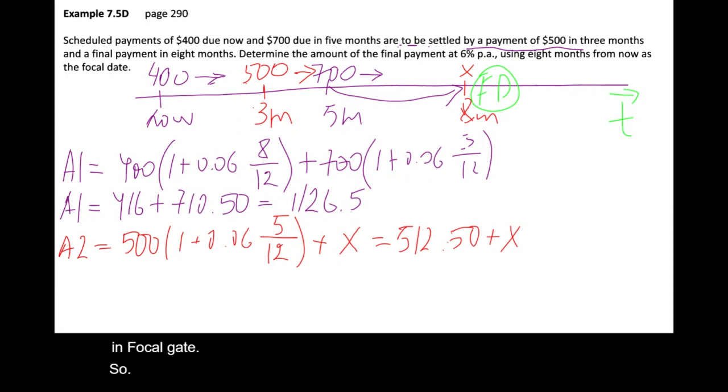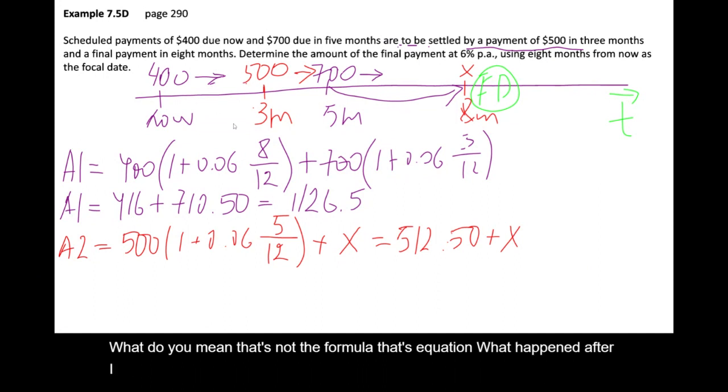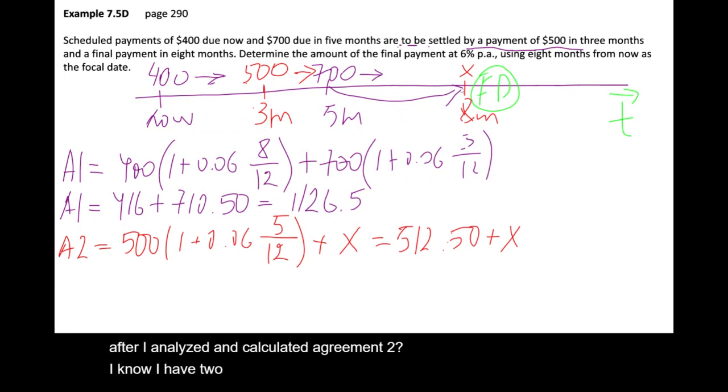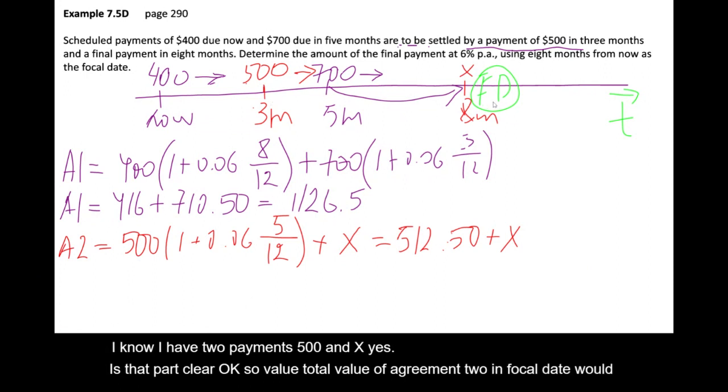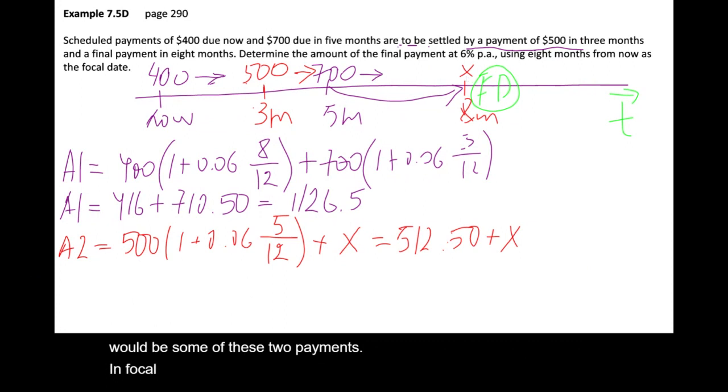So next step. What do you mean? That's not the formula, that's an equation. What happened after I analyzed and calculated agreement 2? I know I have two payments, 500 and X. Is that part clear? Okay. So the total value of agreement 2 in the focal date would be the sum of these two payments in the focal date. Agree?